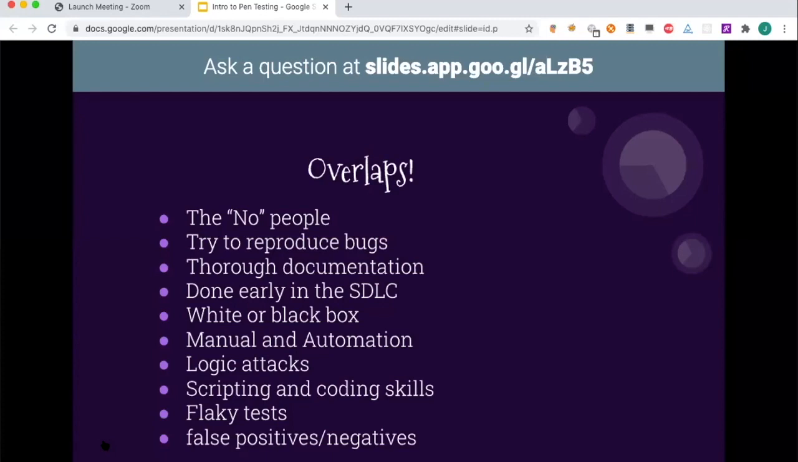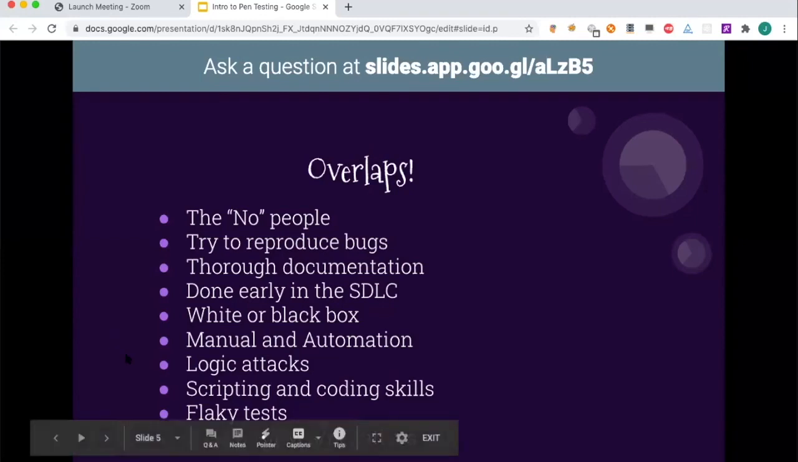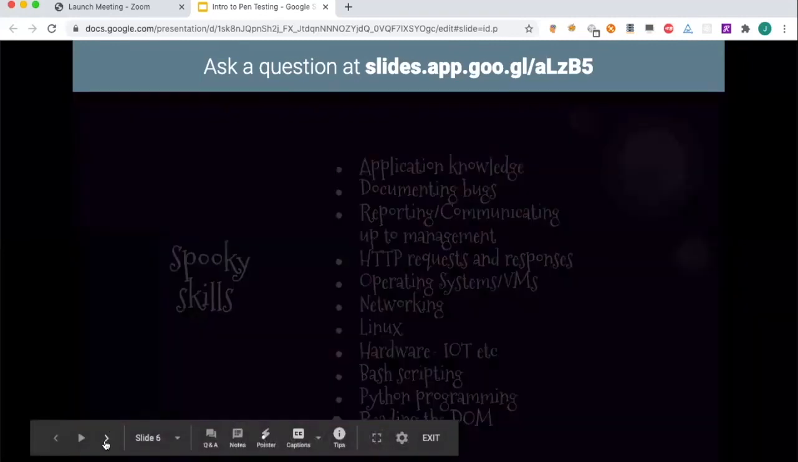And then there's things like shift left, which is a big thing in security. Obviously, it's been a big thing in QA for a while. There's things like scripting and coding skills, which are said to be very important when you're in the security realm. A lot of us already have that, especially if you're doing automation. And then logic attacks, I'll get into in a couple slides.